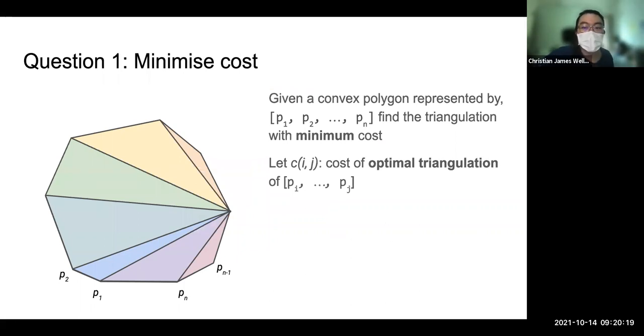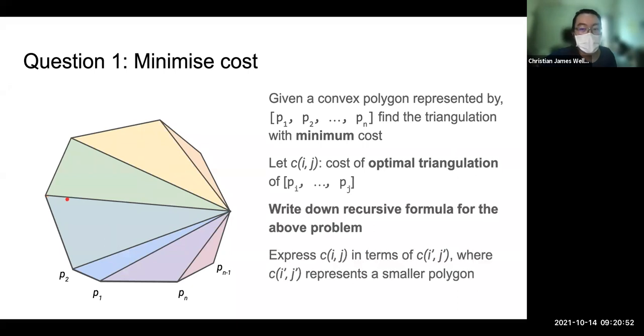Going forward, given this polygon, the question wants you to minimize the total cost of triangulating the convex polygon. Let Cij, and I think the tutorial slide uses tau ij, but scary symbols are scary, so let me just put C for cost. So let Cij be the cost of triangulating starting from i to j, so maybe something like this over here.